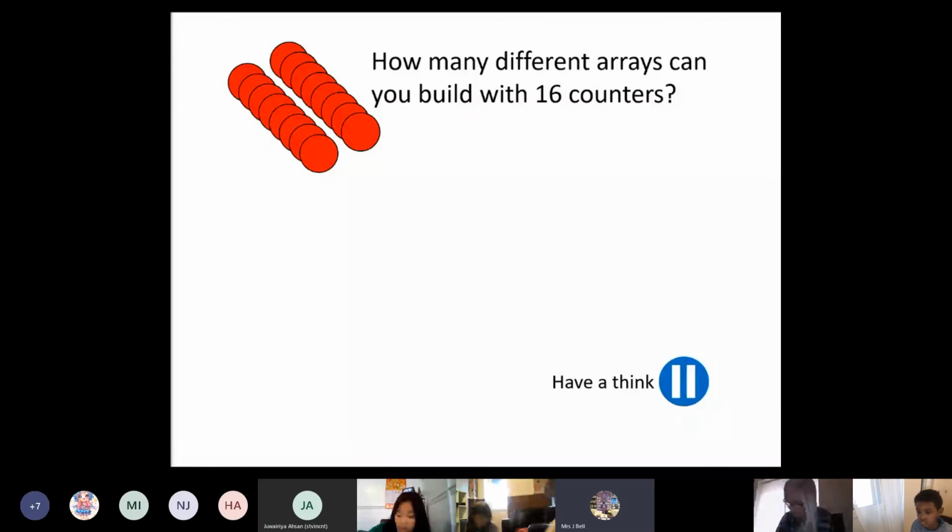Sergio says 4 by 4. Well done, Sergio. You're really on it. Very sharp. A house point to you. Any others? Mahmood, you can make 2 arrays. What are the 2 arrays that you can make? 8 multiplied by 2 is another one. Well done, Jawaria. You can make 6 arrays. Is that right, Mahmood? That's amazing. Can you type them in, Mahmood, to tell me what they are?